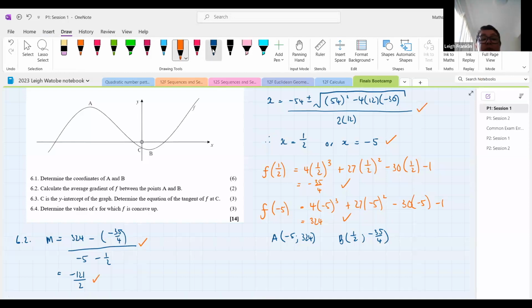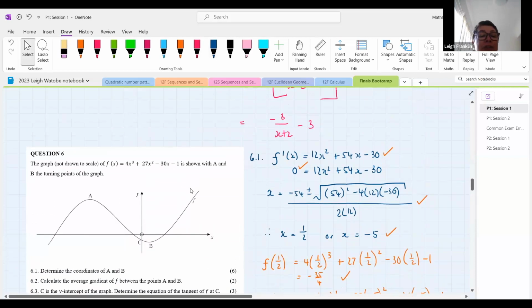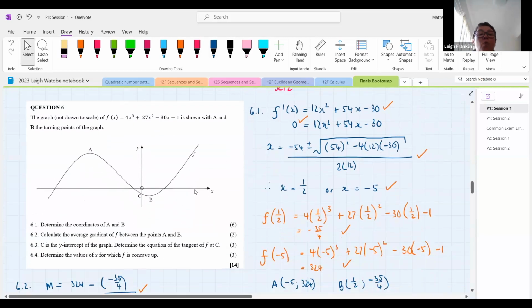Okay, let's do 6.3 now. C is the y-intercept of the graph. Determine the equation of the tangent of f at C. All right, so they are giving us a pair of coordinates at the point of tangency, the x at the point of tangency and the y at the point of tangency. How do we work out what the coordinates at C are?